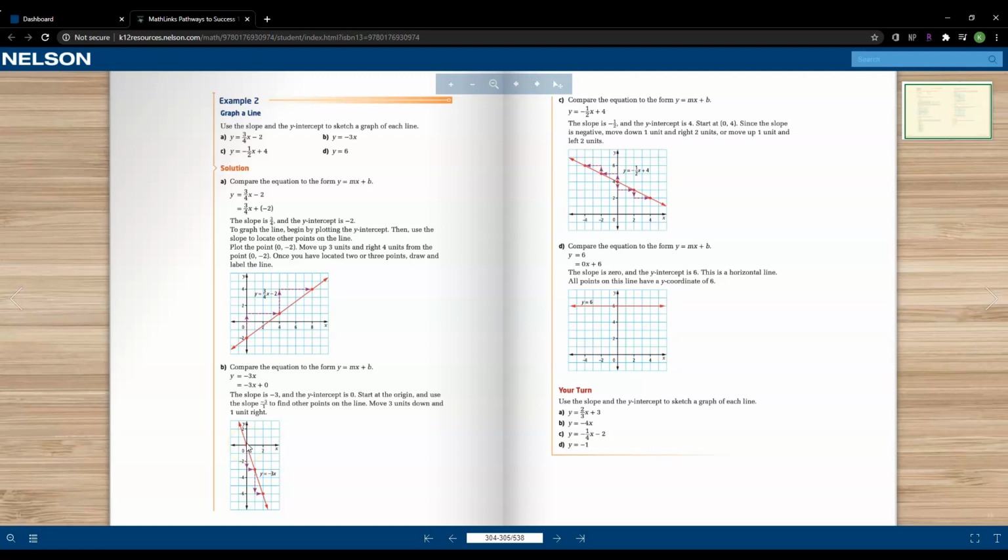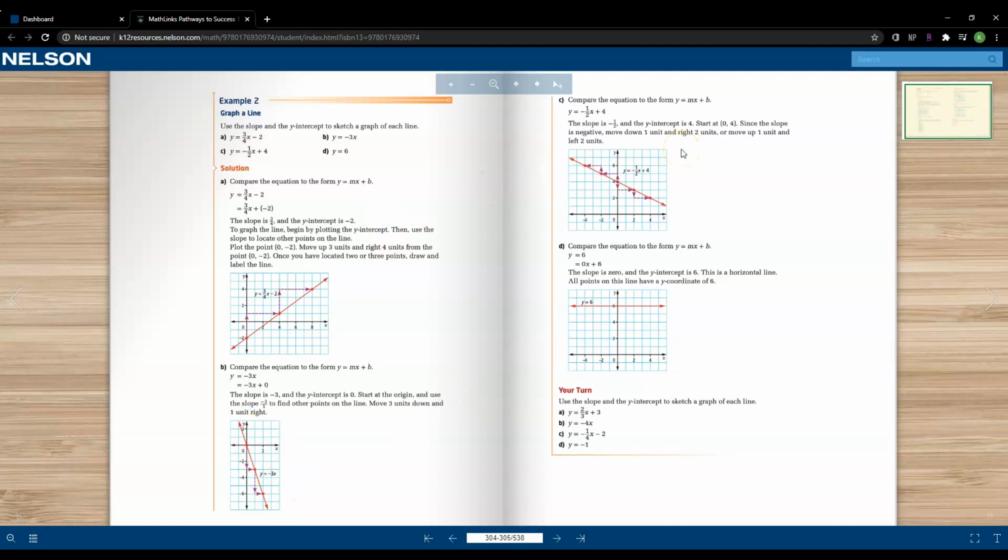So rise is 3. In this case, it's negative, so we're going down 3. 1, 2, 3, and the run is 1. And then we do it again. Down 3, 1, 2, 3, and over 1. Okay, dot. And you connect the lines, and then you got your graph. Okay, it should be kind of easy.